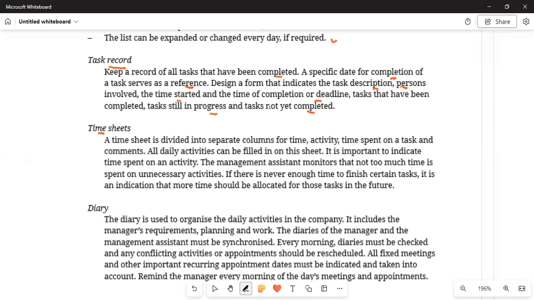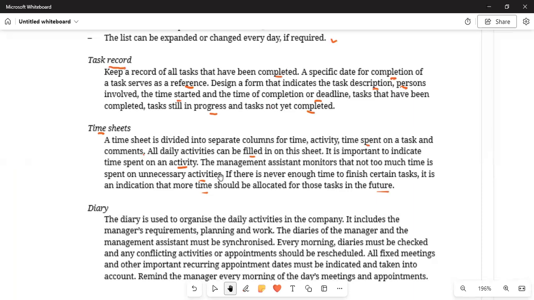Again, we have what we call a timesheet. A timesheet is divided into separate columns for time and activity. All daily activities can be filled in on this sheet. It is important to indicate the time spent on each activity so that you track where exactly you are spending your time. The management assistant monitors unnecessary activity. If there is never enough time to finish certain tasks, it is an indication that more time should be allocated. It would be for 4 marks. All of them are for 4 marks.